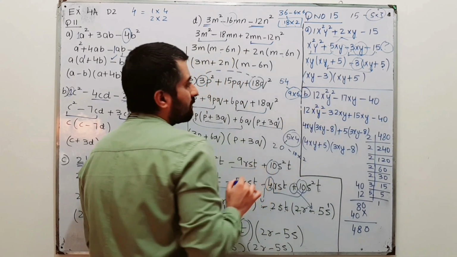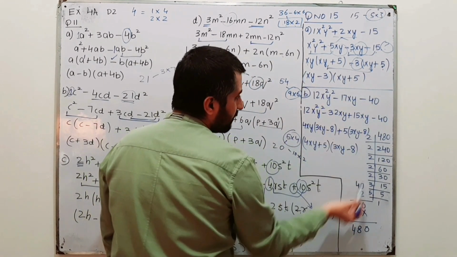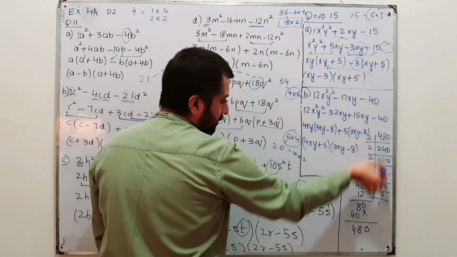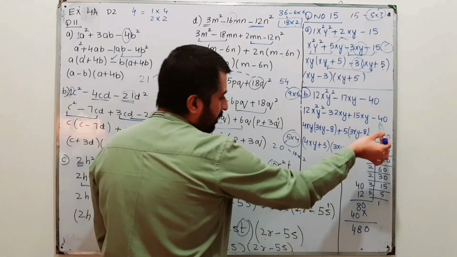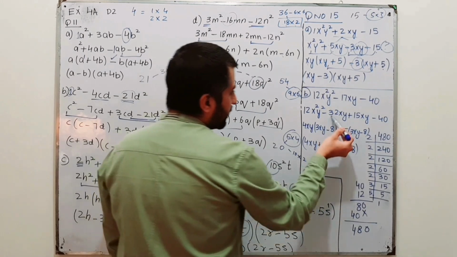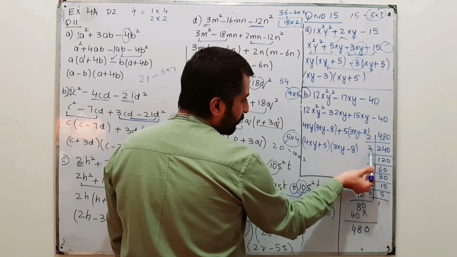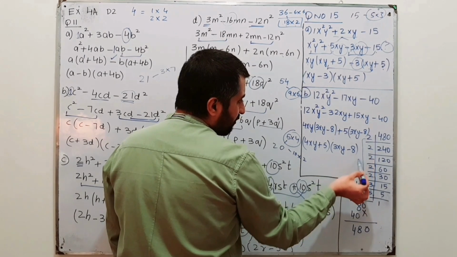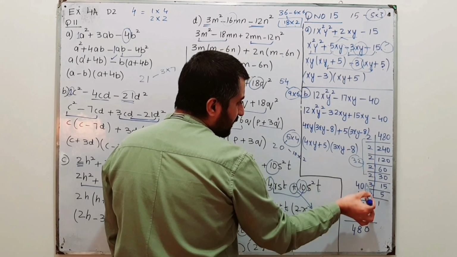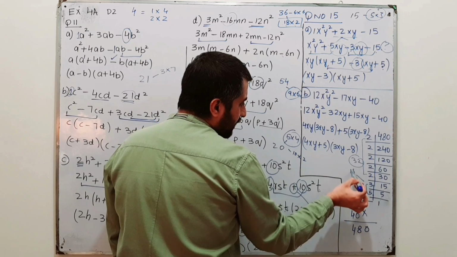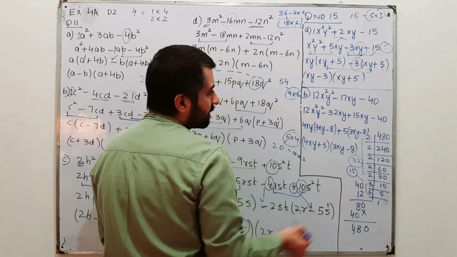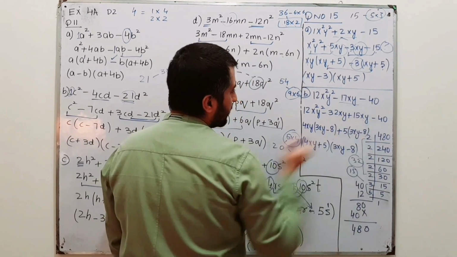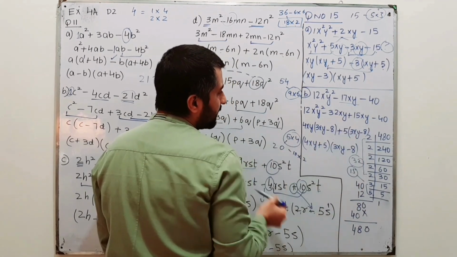The next one is part number B. 40 into 12 will give you 480. Now do the factorization of 480. Out of these factors, 32 and 15. 32: 2 into 2, 4, 4 into 2, 8, 8 into 2, 16, 16 into 2, 32. When you multiply these, you will get 32, while this is 5 into 3, 15. So 32 and 15 are the factors whose subtraction will give you 17. 32 minus 15 is 17.